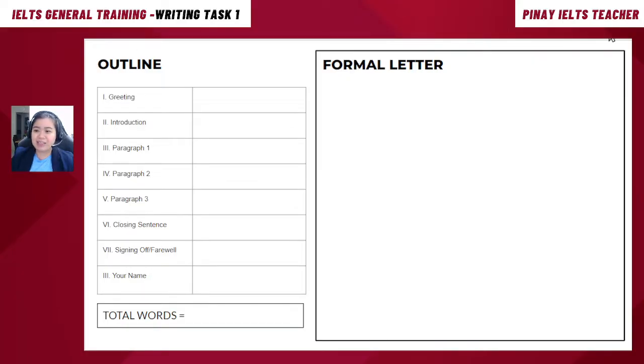All right, so let's go straight to it. For the greeting, you already know this. All of our greetings for the formal letter are always, always, always, dear sir or madam. No variations whatsoever.